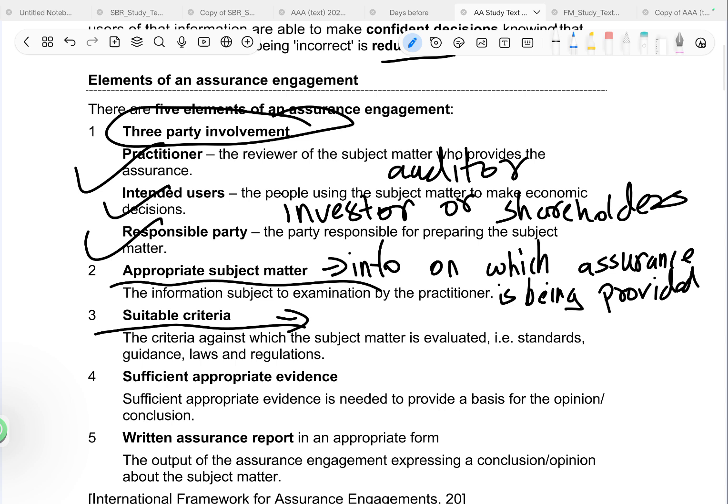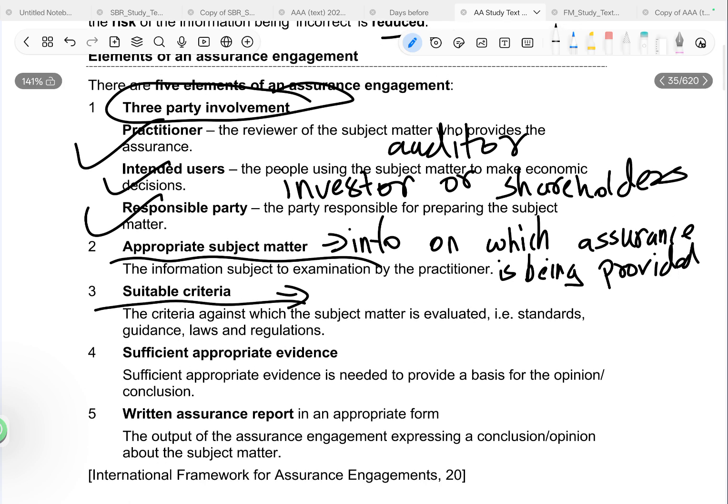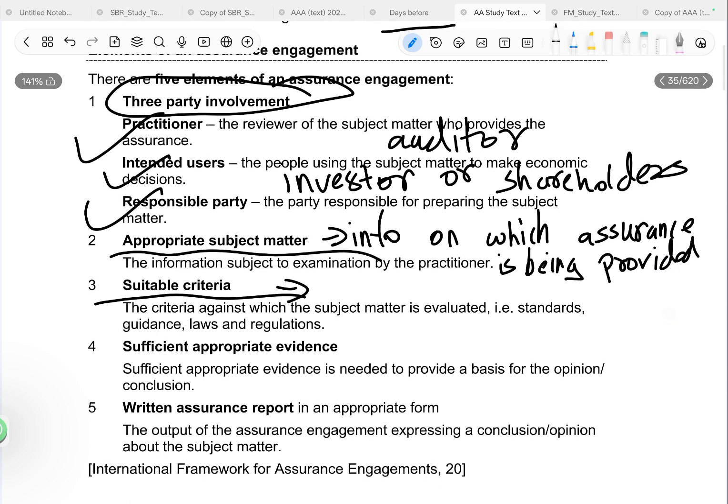The fourth element is sufficient appropriate evidence. Before giving an opinion, the practitioner must collect enough evidence, and the evidence must also be reliable and relevant. Only after collecting sufficient and appropriate evidence can the practitioner form a conclusion. And finally, is the written assurance report. At the end of the engagement, the practitioner prepares a formal written report. In this report, the practitioner expresses their conclusion or opinion about the subject matter. This report is what users actually read and rely on.